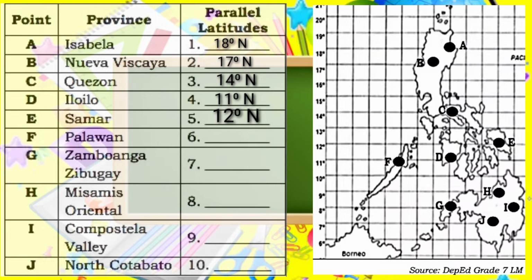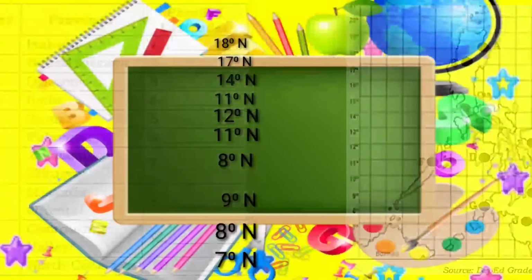Samar, 12 degrees north. Palawan, 11 degrees north. Zamboanga, 8 degrees north. Misamis Oriental, 9 degrees north. Compostela Valley, 8 degrees north. And North Cotabato, 7 degrees north.